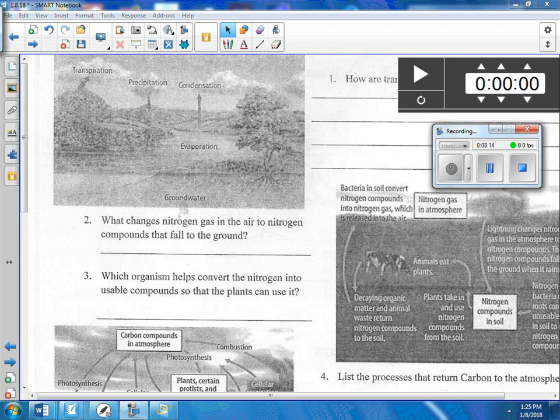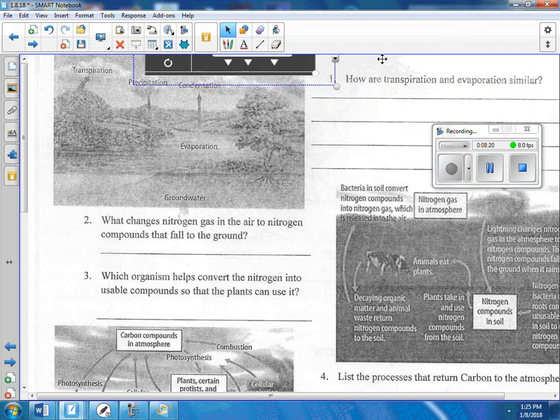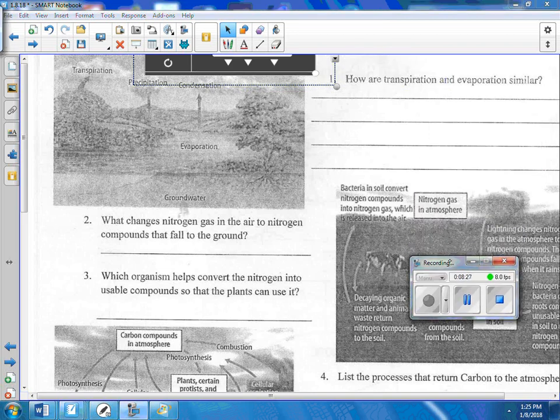All right. Ladies and gentlemen, how are transpiration and evaporation similar? You know how they're different. You should know how they're similar because they both do the same thing. What is their primary focus? Look at the arrows. What cycle is this? What is the name of this cycle? All you have to do is understand the arrows. What is it called? The water cycle.